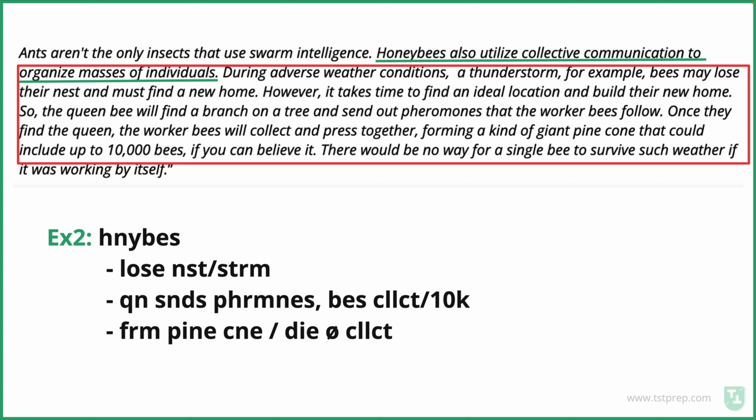So the queen bee will find a branch on a tree and send out pheromones that the worker bees follow. Once they find the queen, the worker bees will collect and press together, forming a kind of giant pine cone that can include up to 10,000 bees, if you can believe it. Cool! All right, so then they say form pine cone, and they die if they're not in a collection. And I wrote that down.